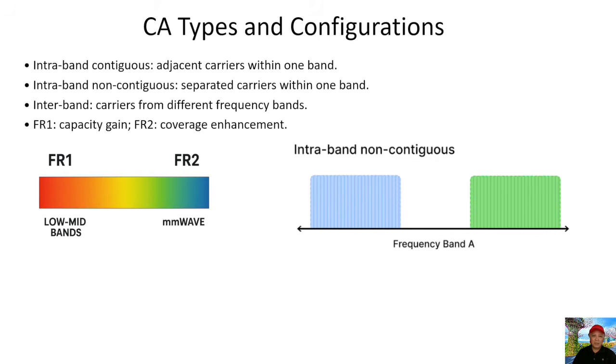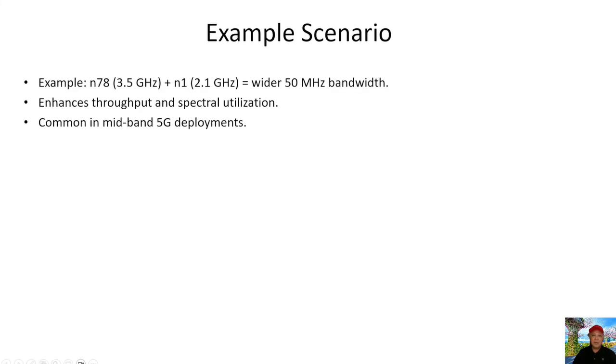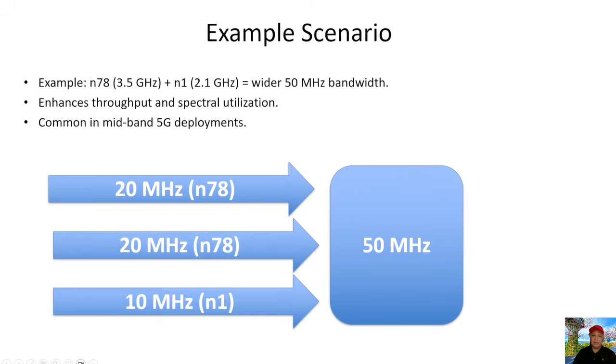In FR1, carrier aggregation enhances capacity. In FR2, it extends coverage by combining millimeter wave and sub-6 GHz carriers. For example, aggregating two 20 MHz carriers in band N78 and one 10 MHz carrier in band N1 gives a total of 50 MHz bandwidth. This setup improves throughput significantly and is a common configuration in middle-band deployments.